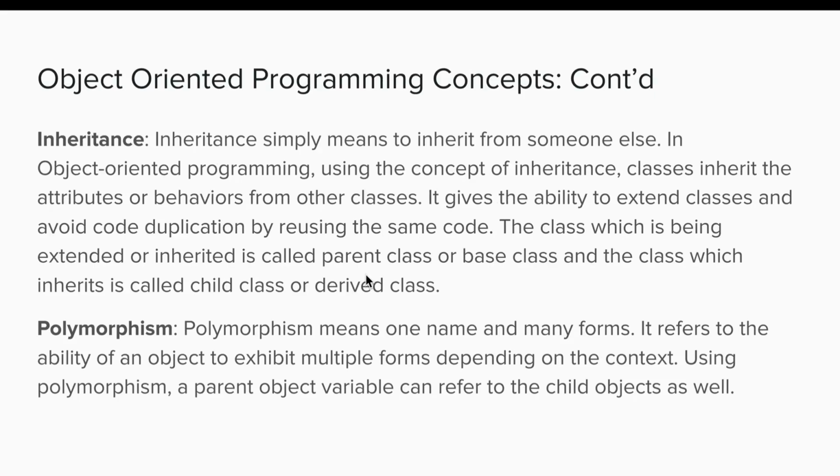Next is inheritance. Inheritance simply means to inherit from someone else. In object-oriented programming, using the concept of inheritance, classes can inherit certain attributes or behaviors from other classes. Using inheritance, we have the ability to extend classes and avoid code duplication instead of reusing the same code. The class which is being extended or inherited is called the parent class or base class, and the class which inherits is called the child class or the derived class.